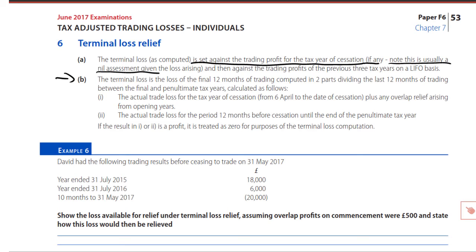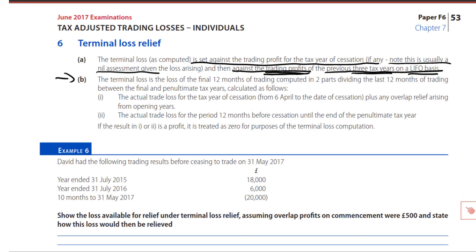In 2017-18, when Cameron ceased to trade, there was a nil assessment. So normally what you then do, and what would be the immediate use of the loss, is to set it against the trading profits of the previous 3 tax years, and on a LIFO basis. So interesting stuff here as compared to what we've previously done.